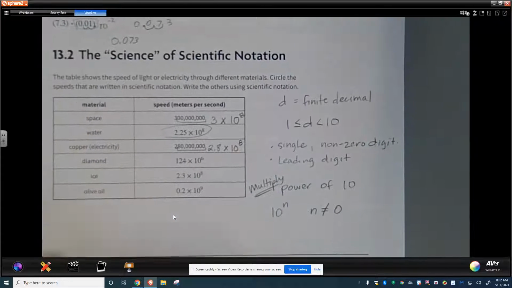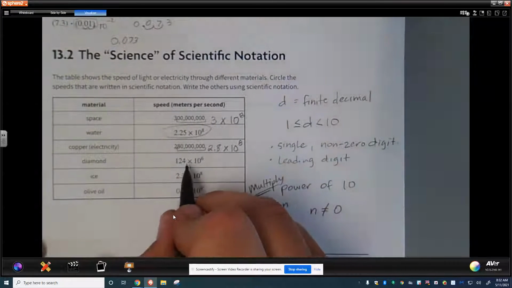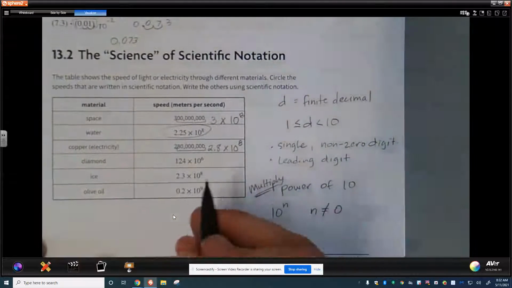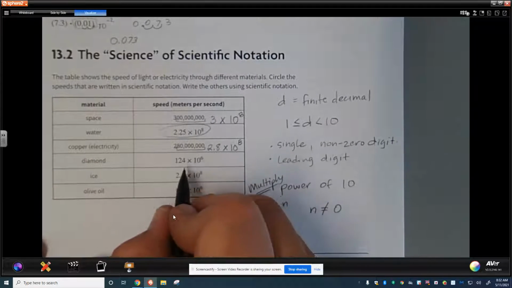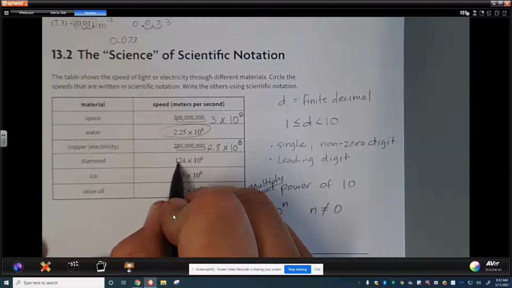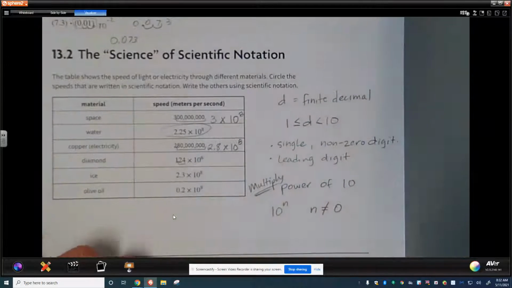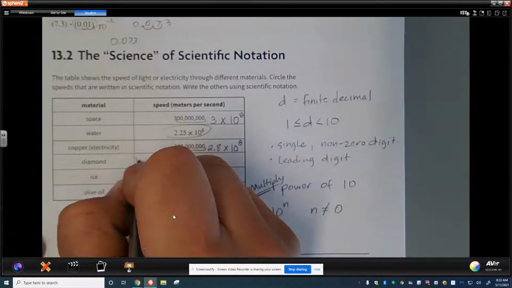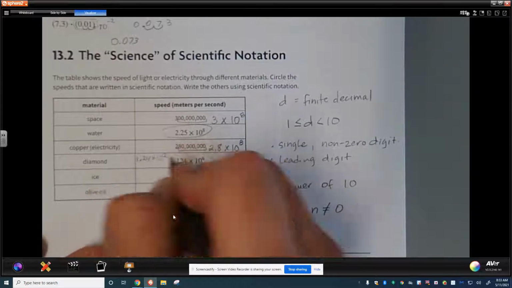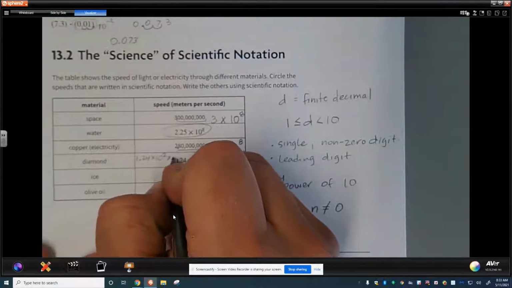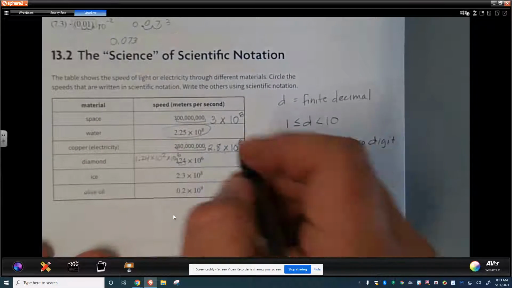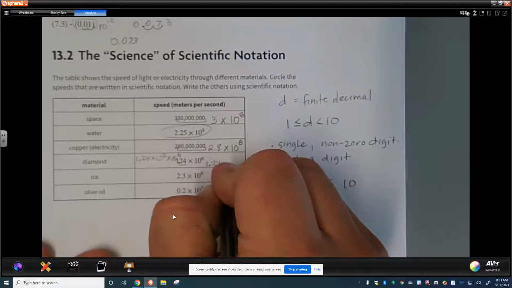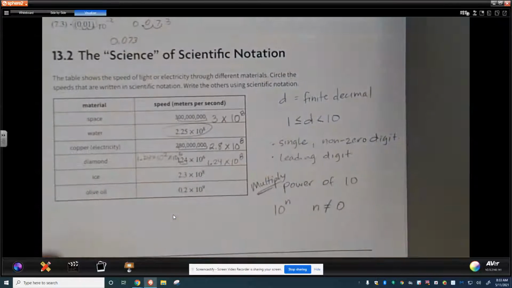Diamond might throw you off a little bit. Diamond looks like scientific notation. This is scientific notation-ish, but it is not scientific notation. Take a look at the finite decimal. The value is much larger than 10. So we need to adjust that by bringing that finite decimal to be right after the leading digit. And we see that 1 and 124 can also be written as 1 and 24 hundredths times 10 to the 2nd power, which will then be multiplied by 10 to the 6th power, making this 10 to the 8th power by the product of powers. So we have 1 and 24 hundredths times 10 to the 8th power.